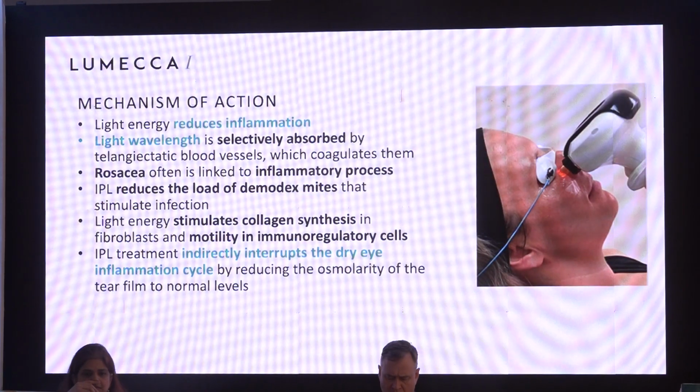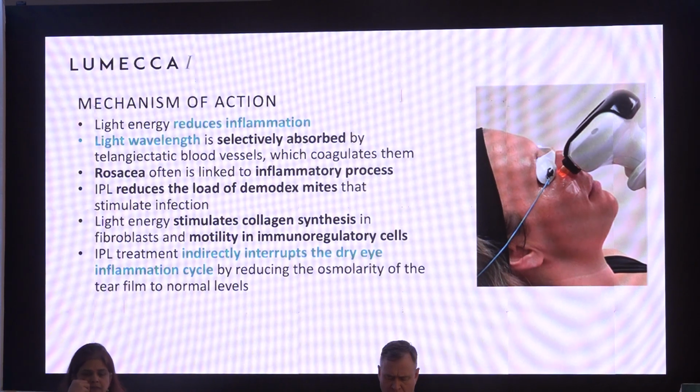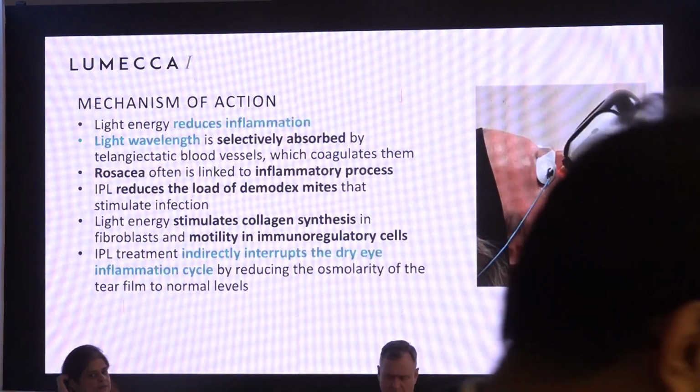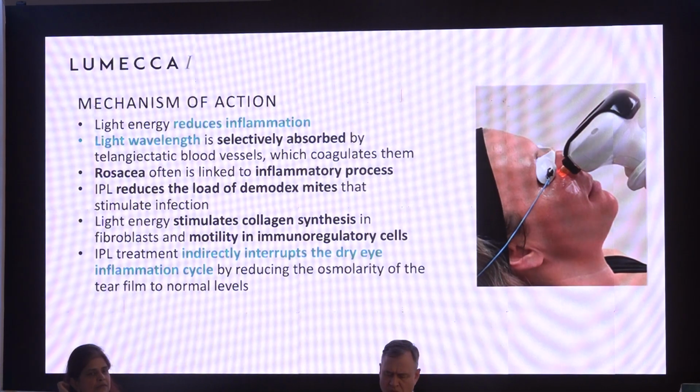The second one is the Lumeka, which uses light energy, which reduces inflammation, and the light wavelength is selectively absorbed by the telangiectatic blood vessels, which coagulates them. So essentially it works on the principle of IPL, and it also reduces the load of the demodex mites that stimulate the infection, and it stimulates collagen synthesis as well. And indirectly it interrupts the dry eye inflammatory cycle, the vicious cycle that is there.